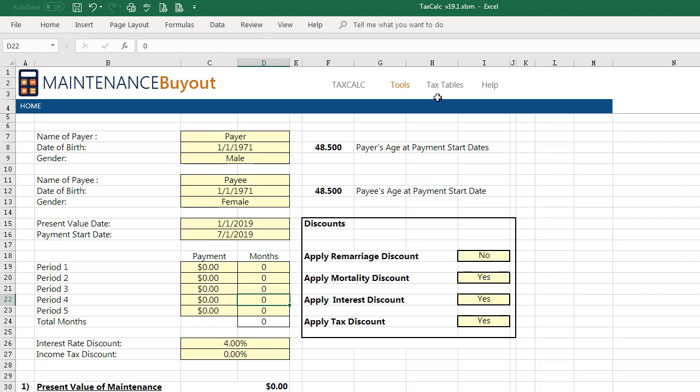So this is there. It's under the Tools section. It's called the Maintenance Buyout Calculator. This is also available as a standalone calculator in the free tools section of my website.